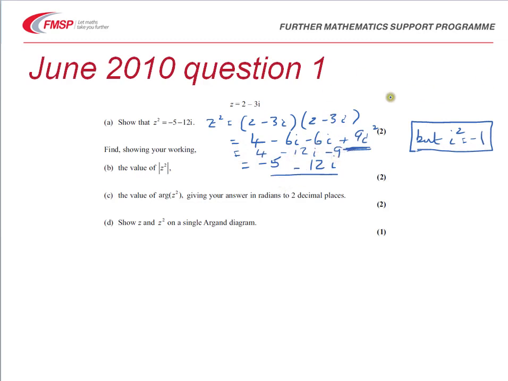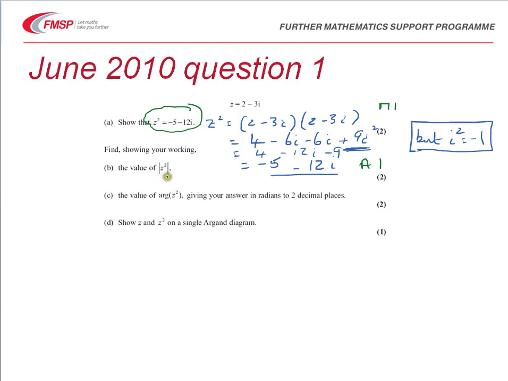So the first mark is simply for doing the multiplication here, and the A mark is for showing the fully correct solution. Obviously you're given the answer, so you have to show those sufficient steps in there.